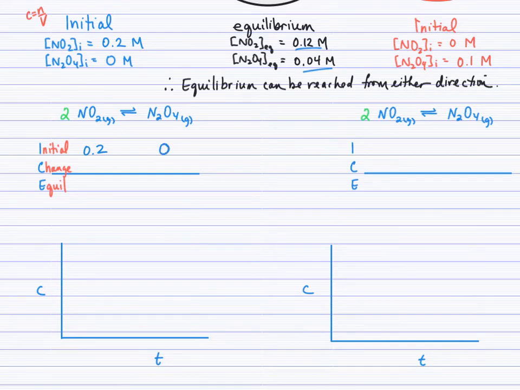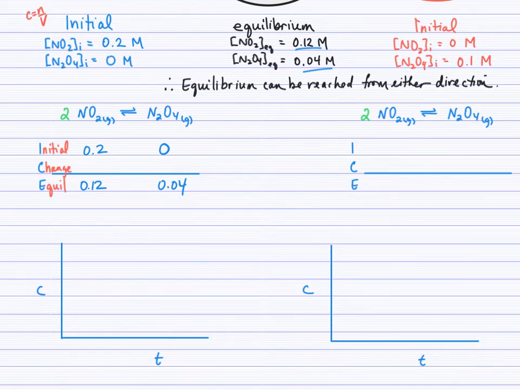Now, the picture in blue eventually became an equilibrium system, for which we're given the concentrations at equilibrium. So we can see the concentration of NO2 at equilibrium is 0.12. I come down to the equilibrium row, and underneath NO2, I fill in the 0.12, and then 0.04 moles per liter for the N2O4 concentration.